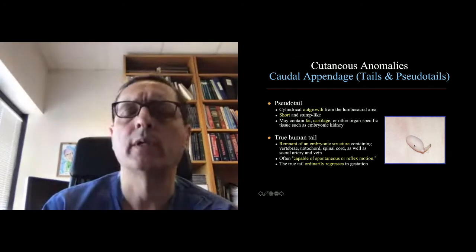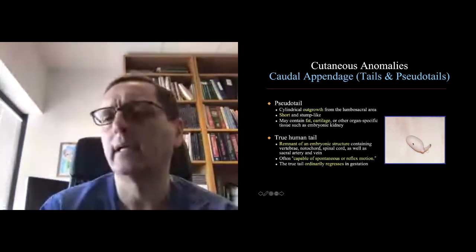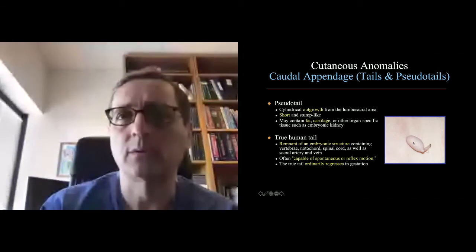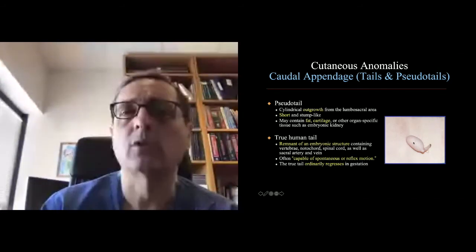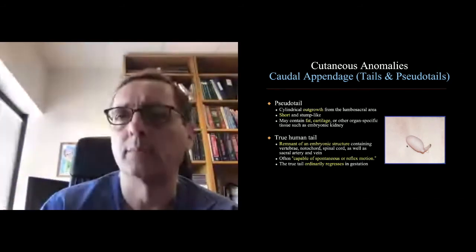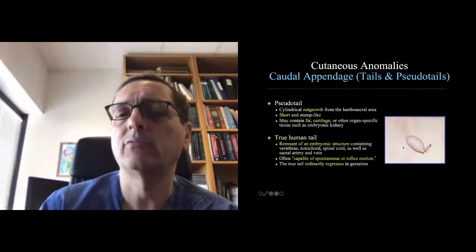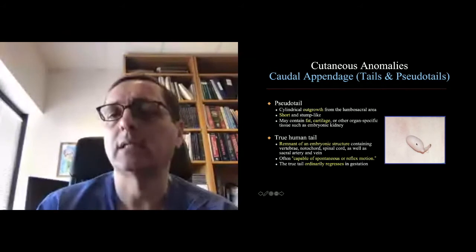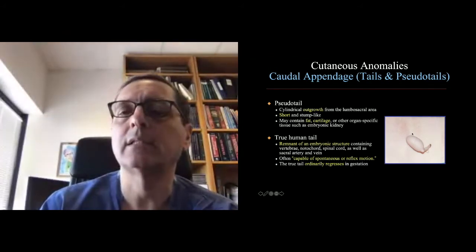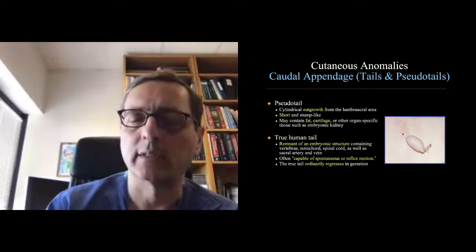They can have bone and cartilage and hair and nail. They could have different shapes. I've seen a picture of one that looks like an arm coming out of the back. So these are abnormalities in embryological development that you see at the skin and that indicate that there is a problem in the spinal cord underneath.